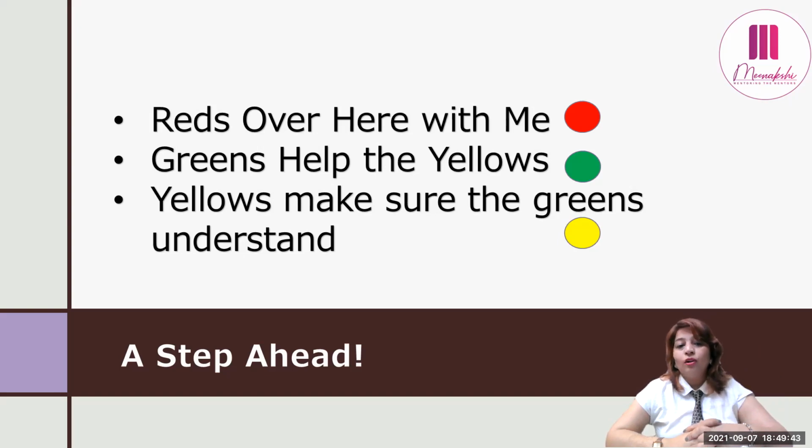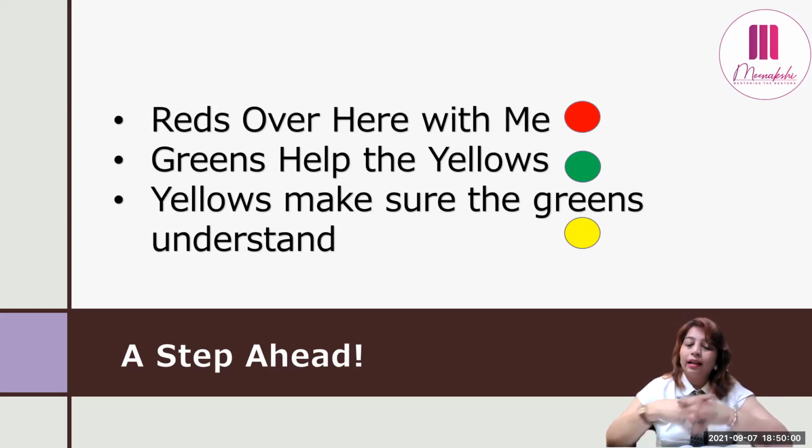And yellows make sure the greens understand. When yellows go to the greens for seeking help, they should also come back and say, yes, now the topic is clear, or maybe the greens are also not clear enough. They also need some kind of guidance from the facilitator.